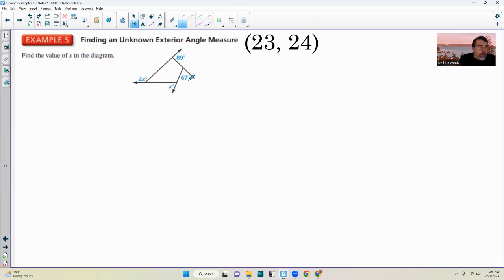With a convex polygon, the sum of the exterior angles is always 360 degrees. I don't care if it's got 100 sides. So I'm setting up my equation. I would say 2x degrees plus x degrees plus 67 degrees plus 89 degrees equals 360 degrees.